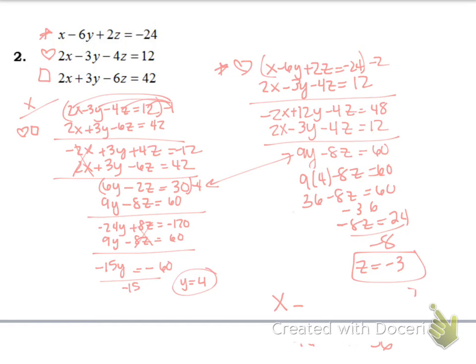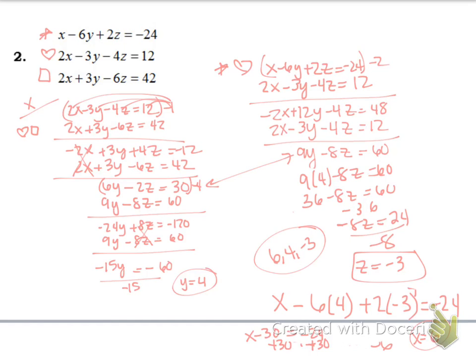So I would get x minus 6 times 4 plus 2 times negative 3 is equal to negative 24. So negative 6 times 4 plus 2 times negative 3, I get negative 30. So it's supposed to say negative 24. Alright, and then if I add 30, I get x to be 6. So I do x, y, z. That's better. So you can see you can mess up pretty easily on these ones.